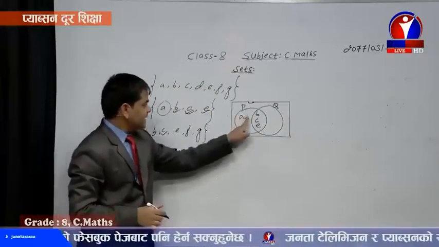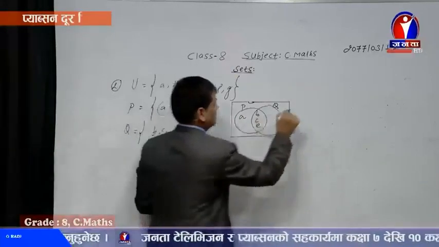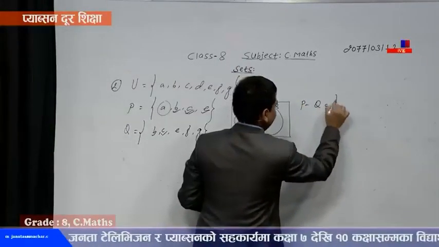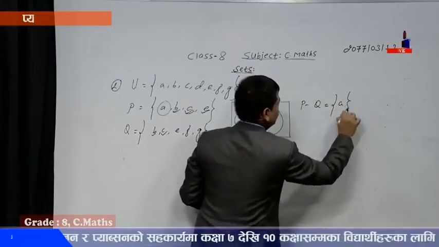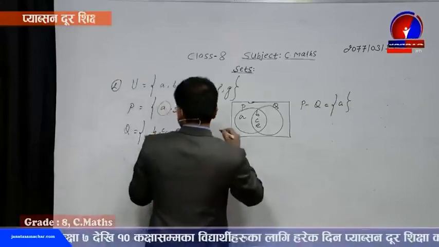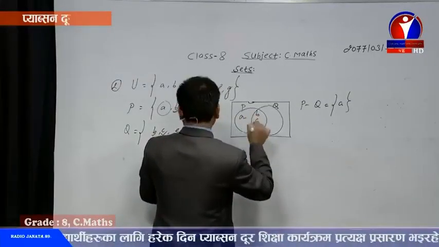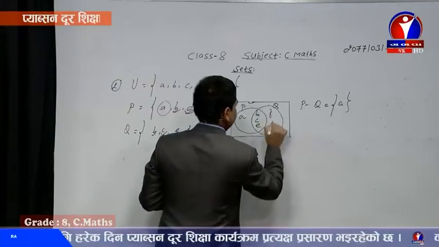A represents P difference Q in this question. If you are asked to find out P difference Q, then what you have to find out? P difference Q equals the elements contained in P set only. Now similarly, let's give the elements of Q set as well. B, C, E we have already kept there. Now it's the turn of F and G.